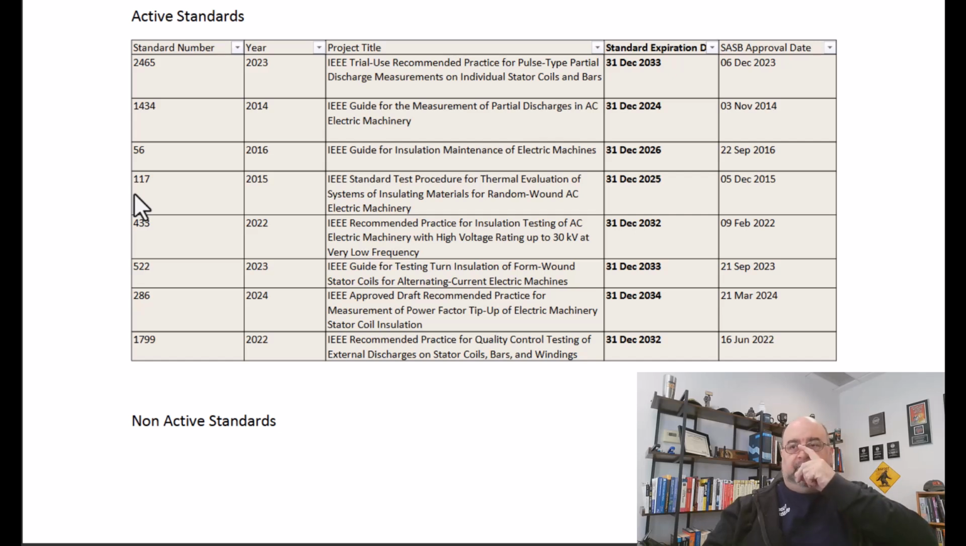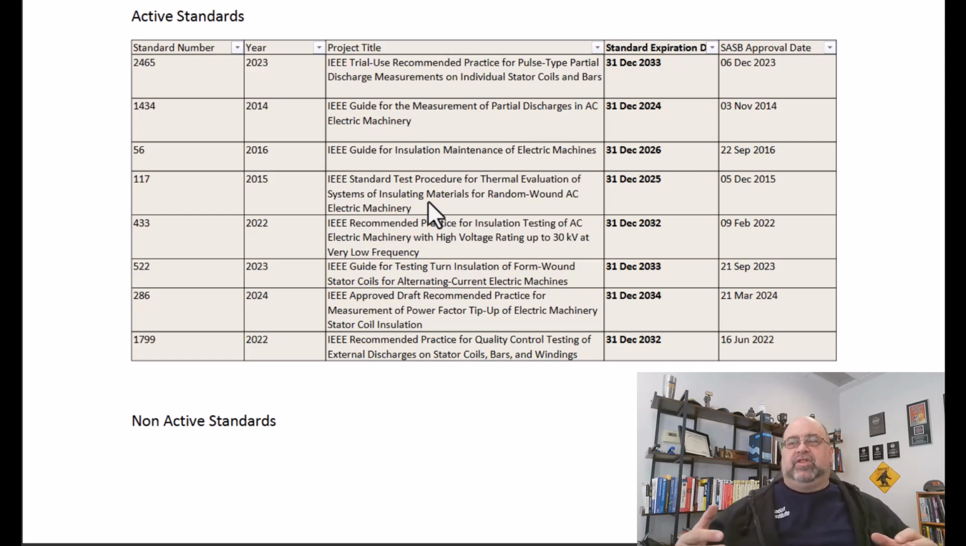117. This one here is a random wound testing standard. This is one of the ones that Nancy Frost brought back up along with 286. IEEE standard test procedure for thermal evaluation of systems for random wound AC electric machinery. There was basically the thought that we didn't need to do that, and then I mentioned that UL still utilizes this standard as part of their work, as well as a 286.